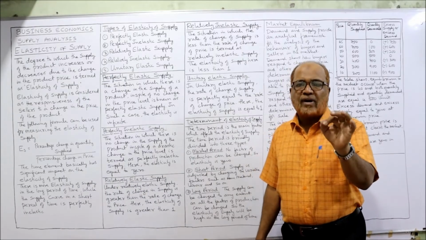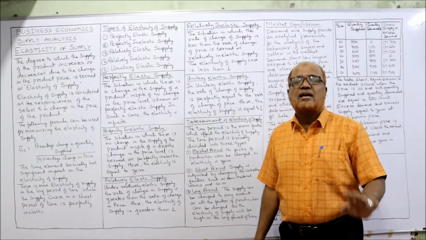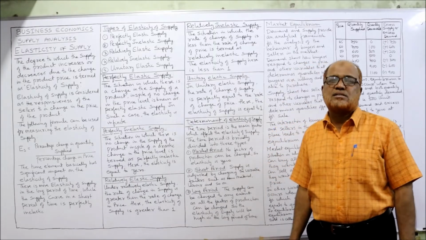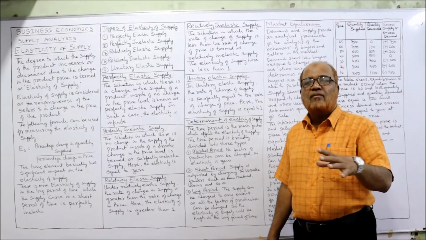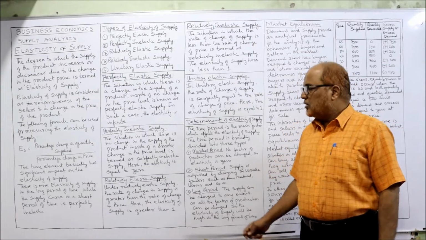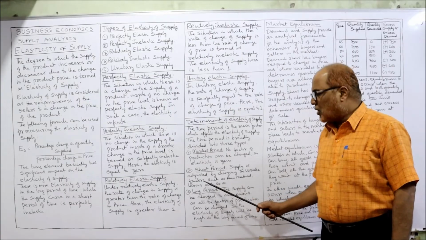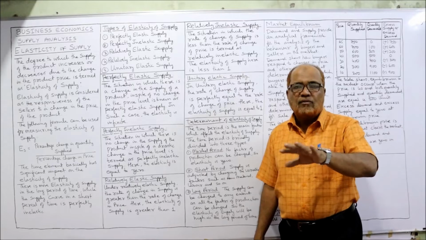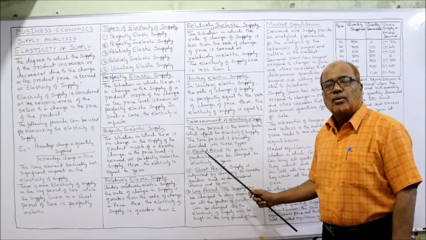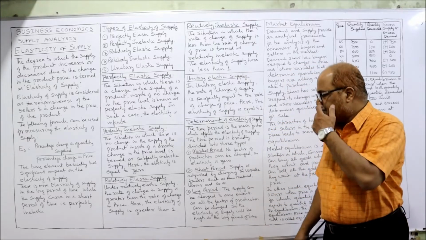The main factor which affects the elasticity of supply is time factor. According to time factor, we can divide into 3 periods. That means market period or short period or long period. According to time basis, we are dividing the markets into market period, short period and long period.